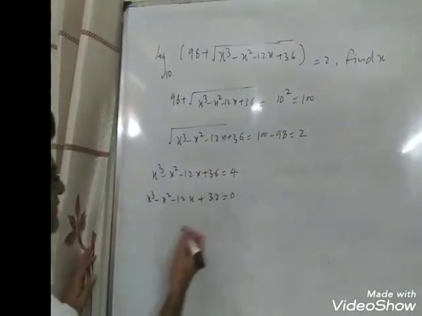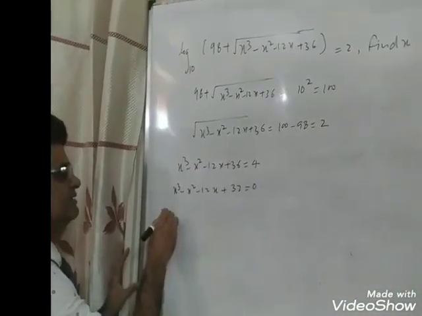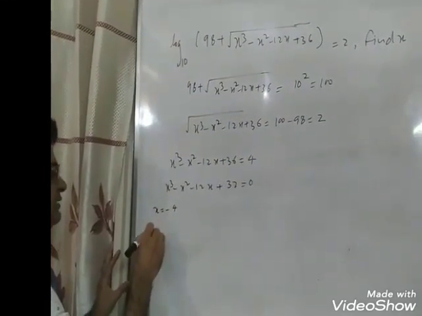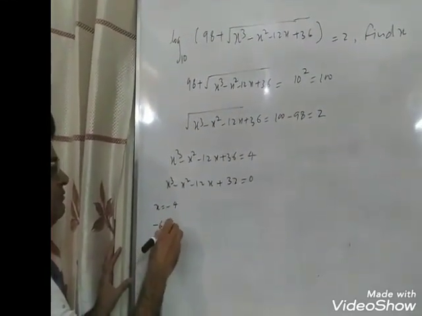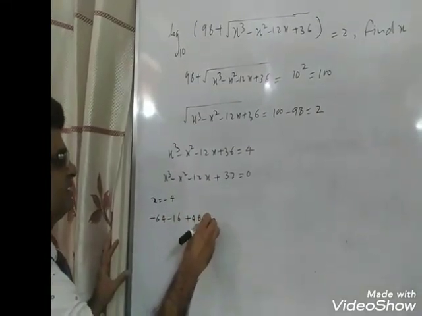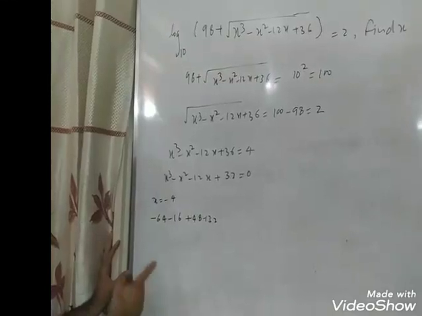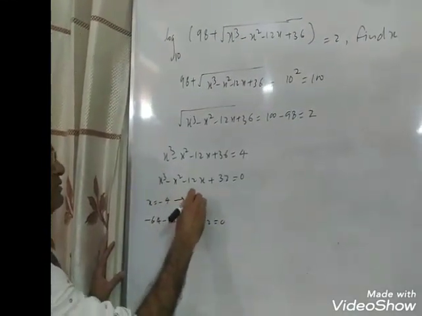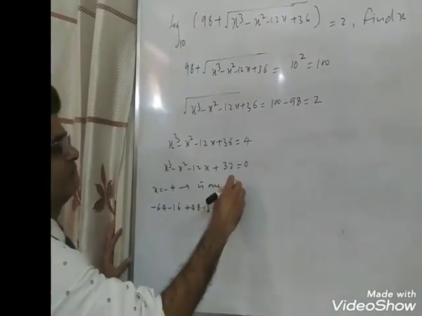Now we can see what is the value of x. We are putting x equal to -4 here. So what are we getting? -64 - 16 + 48 + 32. So we can see that it is satisfying. It means this is one of the roots.